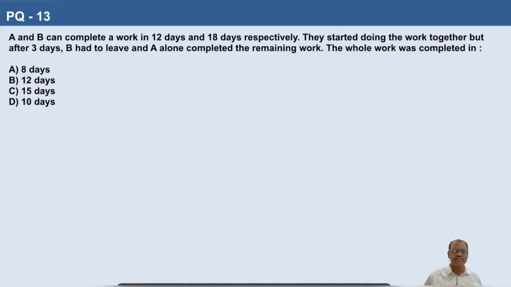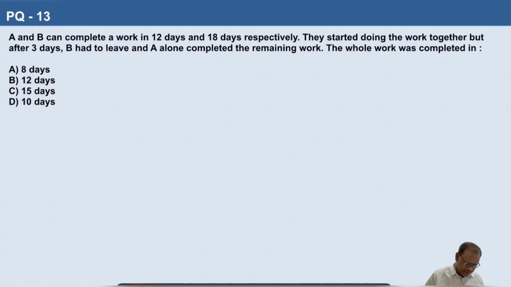Question number 13. A and B can complete a work in 12 days and 18 days respectively. They started doing the work together, but after 3 days, B had to leave and A alone completed the remaining work. The whole work was completed in how many days? So individually, A and B can do the work in 12 and 18 days.